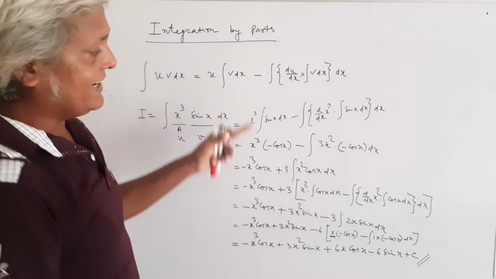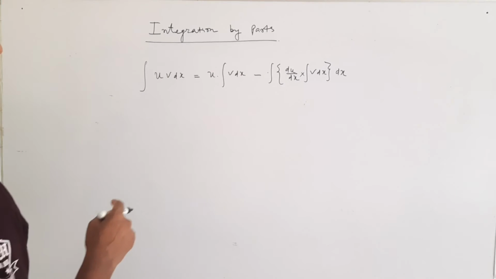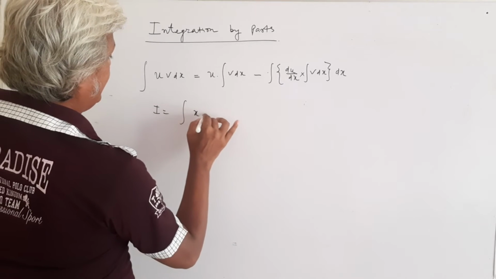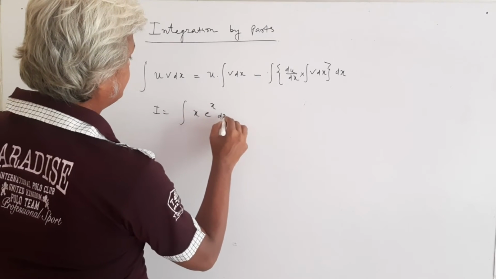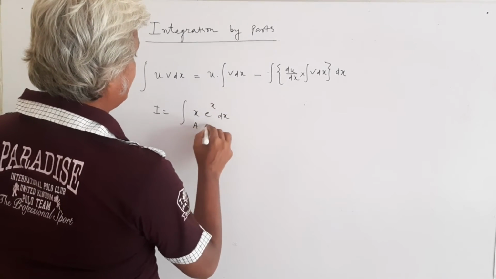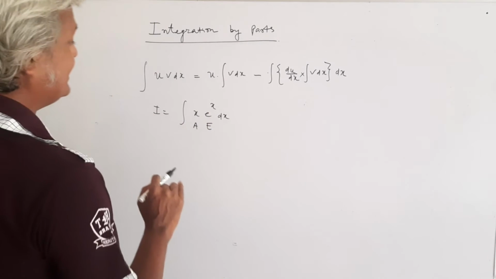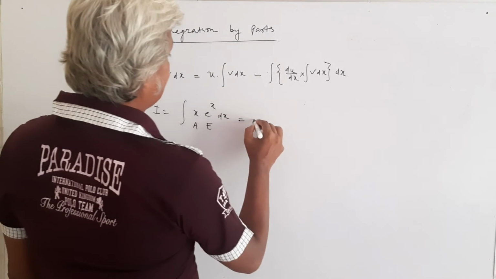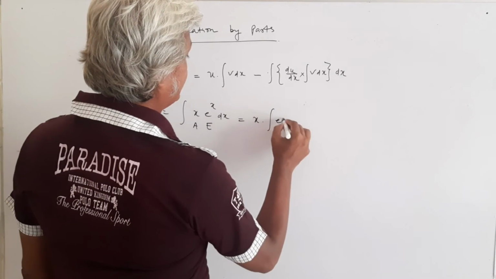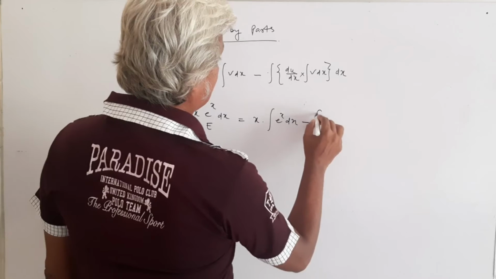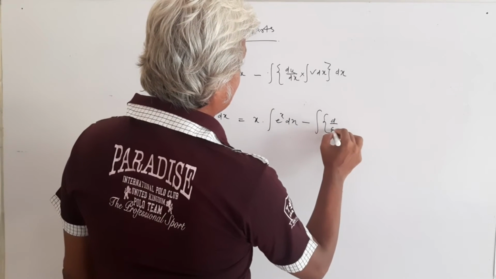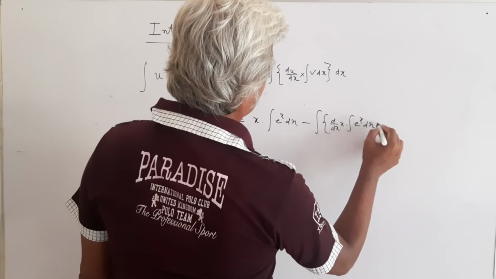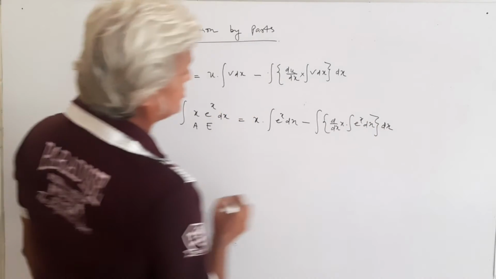So now I take one more example to clear the idea. I take another example: I is x e to the power x dx. So this is algebraic and this is exponential. So the order is perfect. x is your u and e to the power x is your v. Then what will we do? Keep x unchanged, integration of e to the power x dx minus integration of differentiation of x into integration of e to the power x, to be differentiated again. So this is how it goes.